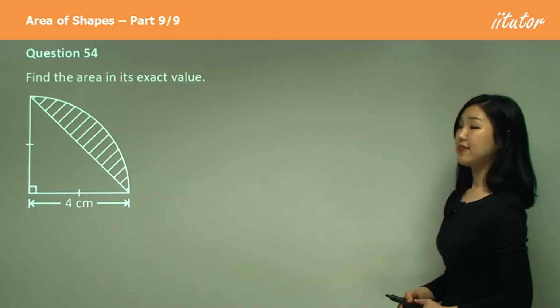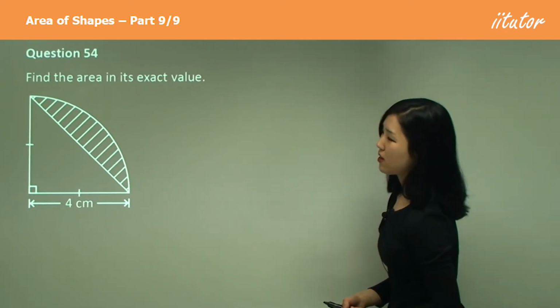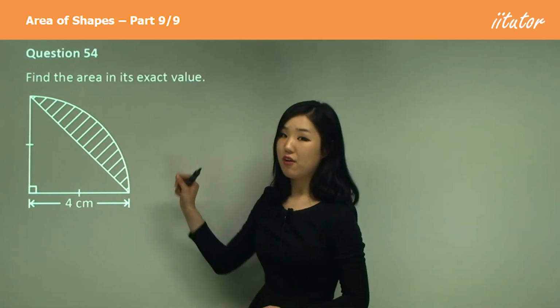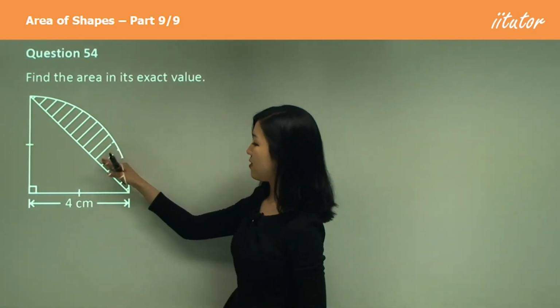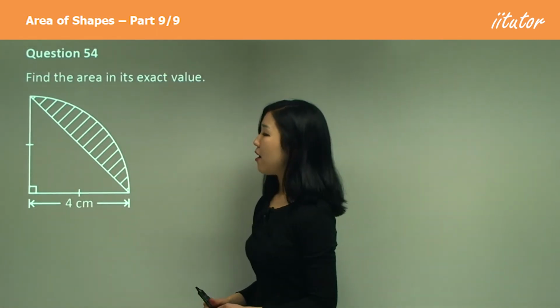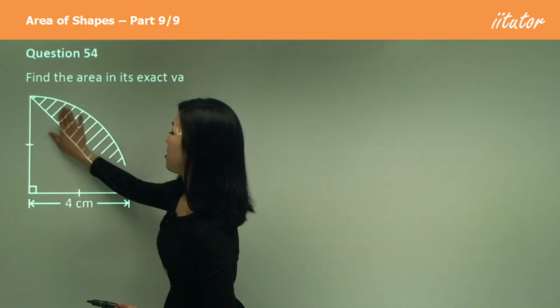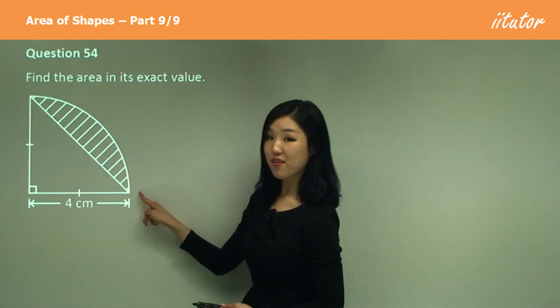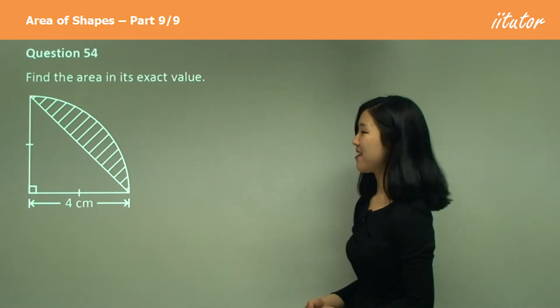Find the area in its exact value. Now guys, it should have been a little bit more specific here, but basically we want to find just the shaded area, okay? So see how they shaded this area for us? We just want to find that area. Now, if we don't have this shaded bit, you can see that this whole shape is another pizza slice.